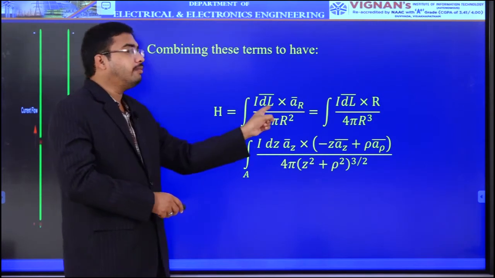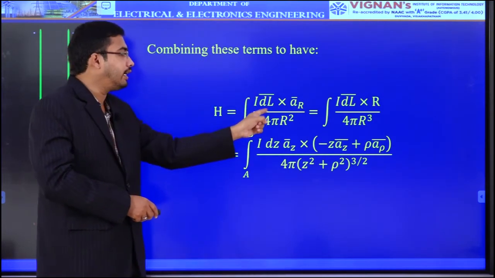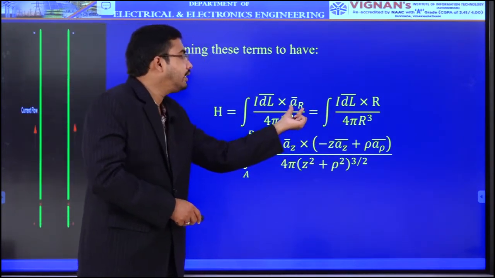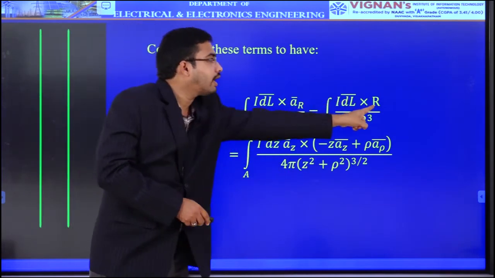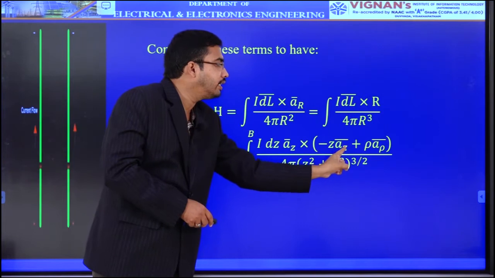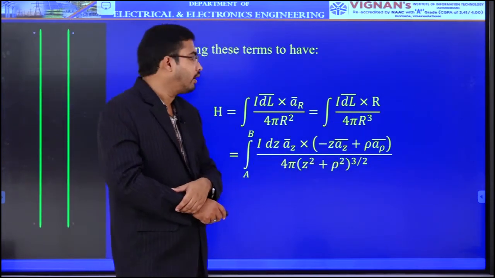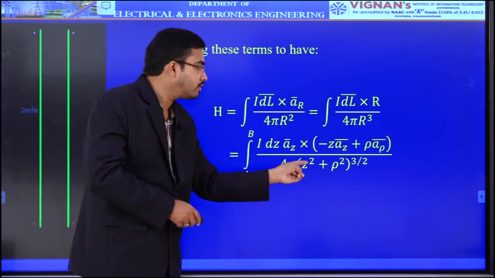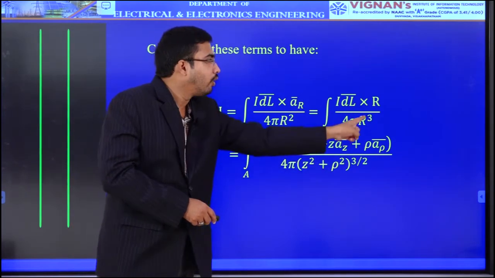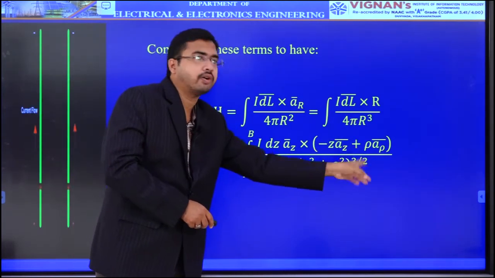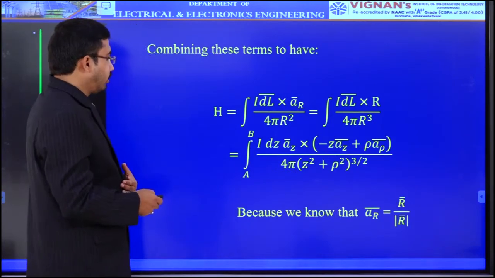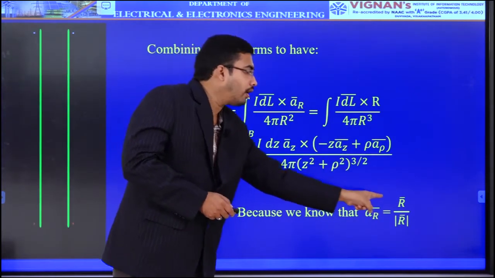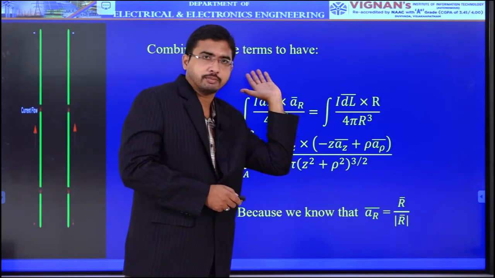Okay. So dL means what? In our previous slide we represented dL as dz az. And already we know that this R bar in our previous slide is equal to minus z az plus rho into a rho. Now R cube is coming, no? R cube means we already know that R magnitude is root over z square plus rho square, and the whole cube means that will become to the power of 3 by 2. Now simply here aR bar means R bar by mod R bar I am substituting. Already you know R and mod R from our previous expressions.